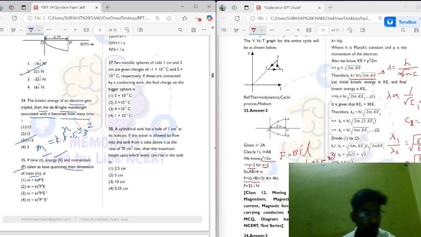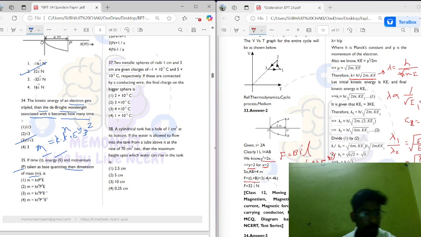Therefore you can say 2 into 980 into h is equal to 70 square, that means 1960 h equals 4900, so h equals 4900 divided by 1960, that is 490 divided by 196, which is 2.5. The answer will be option 1.